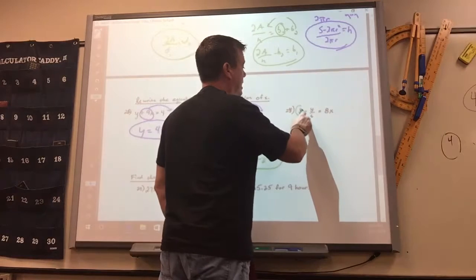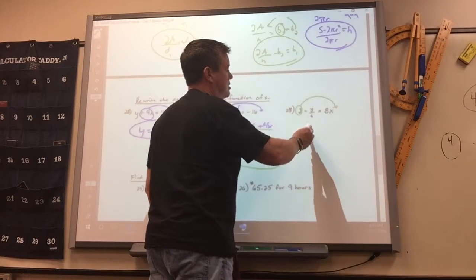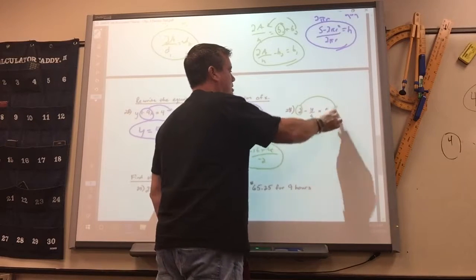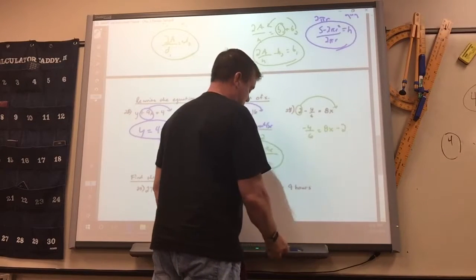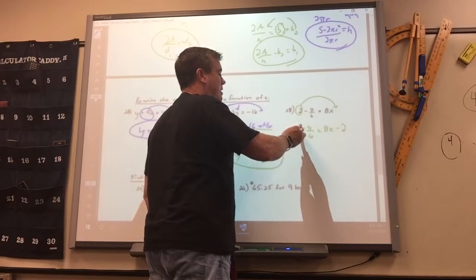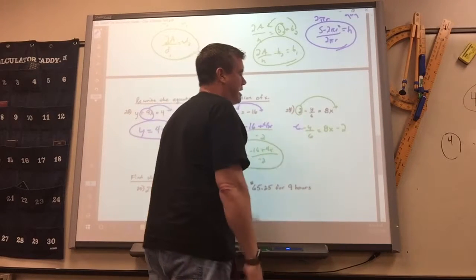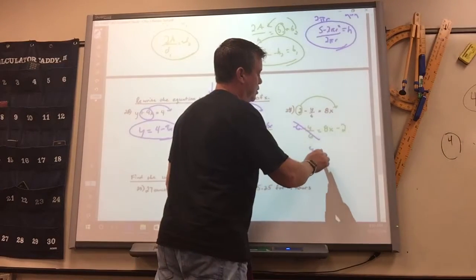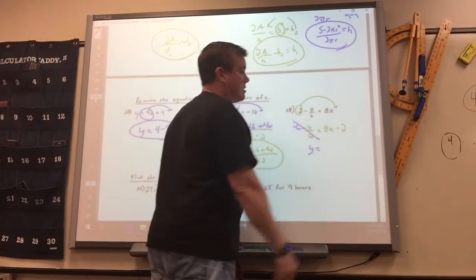Number 24. Get this 2 out of there, so this is just going to stay the same. That's going to stay the same. This is going to cross over, so it changes to minus 2. Then it's y divided by 6, so take it times 6, and also take it times negative to get rid of the negative, leaving you with y.